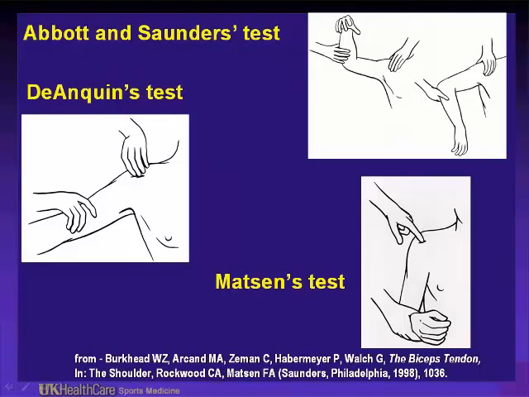The position of the Abbott and Saunders test: little axial load going into external rotation and then internal rotation. You're palpating the biceps, and this creates pain. The Yergason's, more of a supination, not quite as abducted as the previous test, and Matson's test with pain directly over the bicipital groove and the biceps proximally.